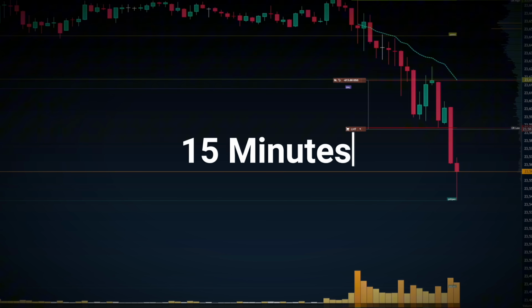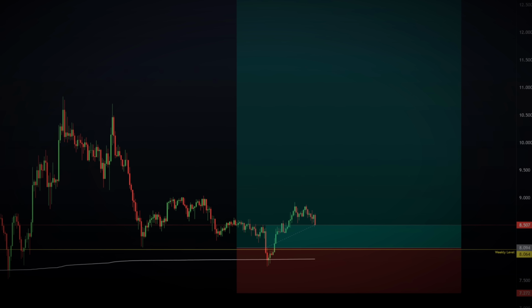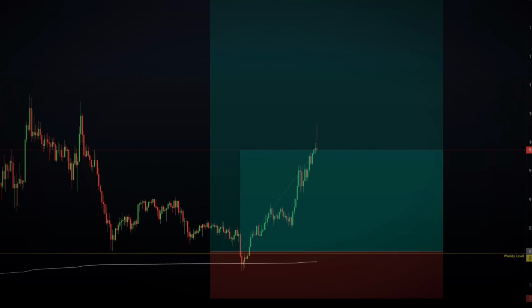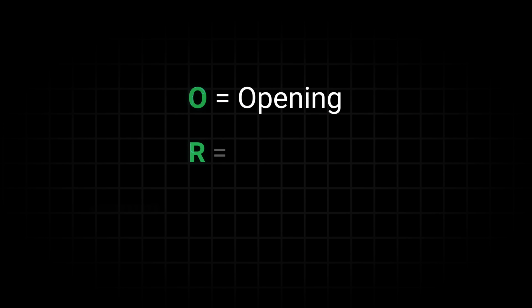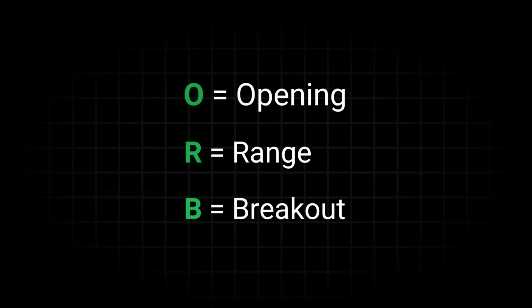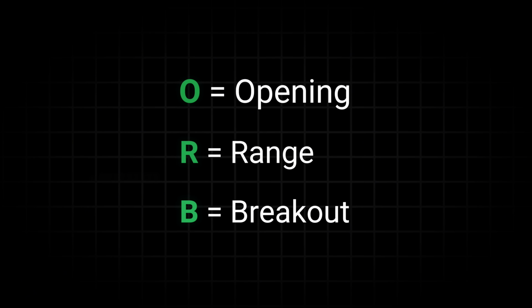Institutions reveal their hand in the first 15 minutes of the trading session. If you know how to read it, you can trade with them and not against them. The opening range strategy is far more than a simple retail breakout setup.